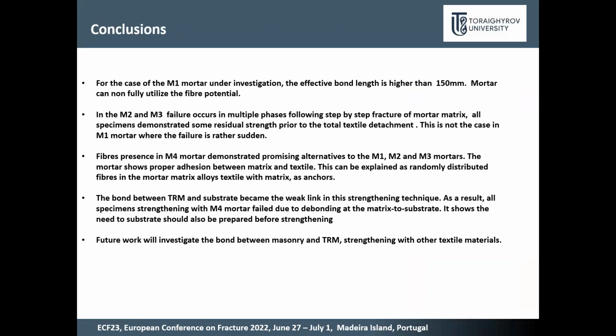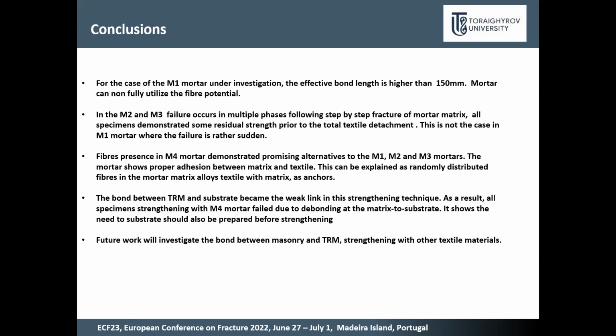So in conclusion, I want to say, first, for the case of M1 mortar under investigation, the effective bond length is higher than 150 mm, and the mortar cannot fully utilize the fiber potential. In case of M2 and M3 mortar, failure occurs in multiple phases, following step-by-step fracture of the mortar matrix. All specimens demonstrate some residual strength prior to the total textile detachment. This is not the case in M1 mortar, where the failure is rather sudden.